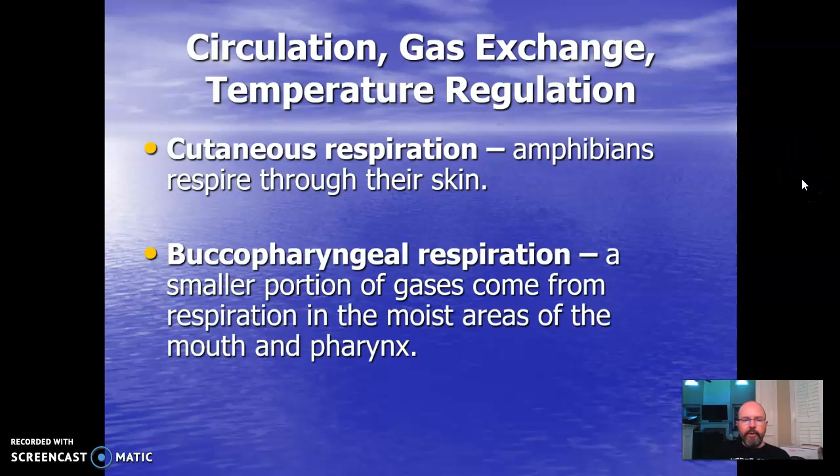They also can get oxygen through buccopharyngeal respiration. It means that they actually have areas of the inside of their throat, think mouth and pharynx, and they can actually get oxygen through their mouth and throat. This is a much smaller portion than what they would get through their skin, but they are able to do some respiration there.